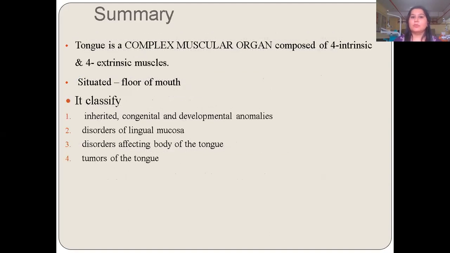To summarize, the tongue is a complex muscular organ composed of 4 intrinsic and 4 extrinsic muscles situated in the floor of the mouth. The classification includes the congenital inherited disorders, disorders of the lingual mucosa, disorders affecting the body of the tongue, and tumors of the tongue.